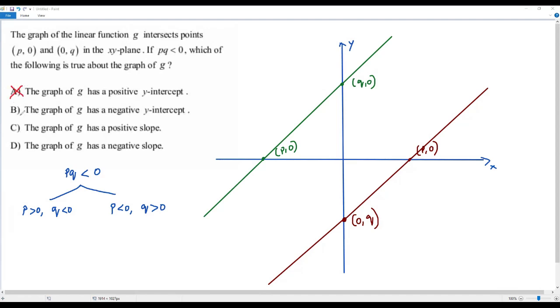For the same reason, we can reject answer choice B as well, because answer choice B says the graph of g has a negative y-intercept. We cannot conclude that, because there is a chance for both a positive and a negative y-intercept. Now, answer choice C is clearly correct and we can reject answer choice D, because in both cases we got the slope of the lines as positive, but answer choice D says that the graph of g has a negative slope. That's not possible.